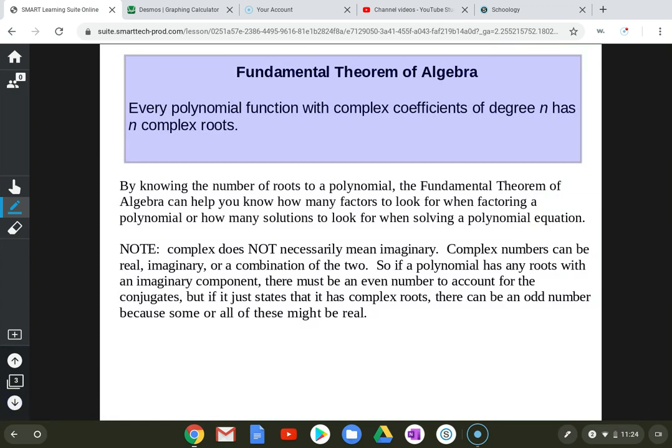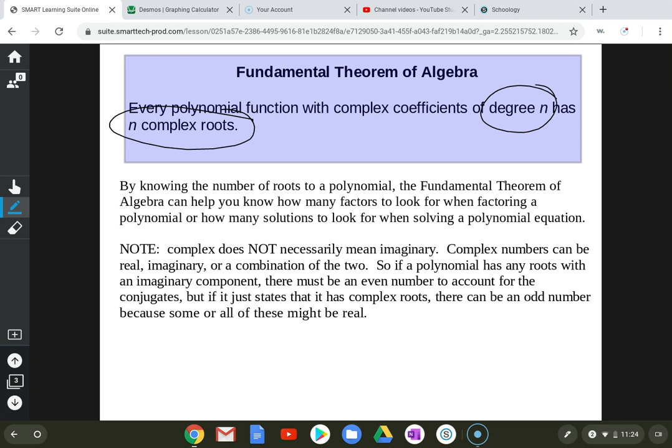So the fundamental theorem of algebra is actually pretty simple. What it really says is the number of complex roots that a polynomial has is the same as the degree of the polynomial. So if a polynomial has degree n, then it has n complex roots. So if a polynomial has degree 5, it has 5 roots. Notice that complex doesn't mean imaginary. Complex can be real, complex can be imaginary. It'd be a combination of the two.